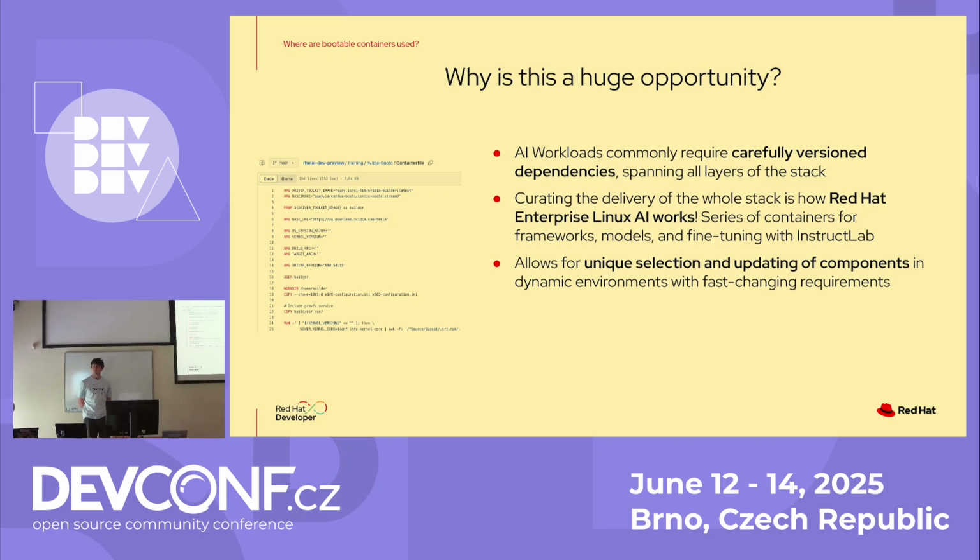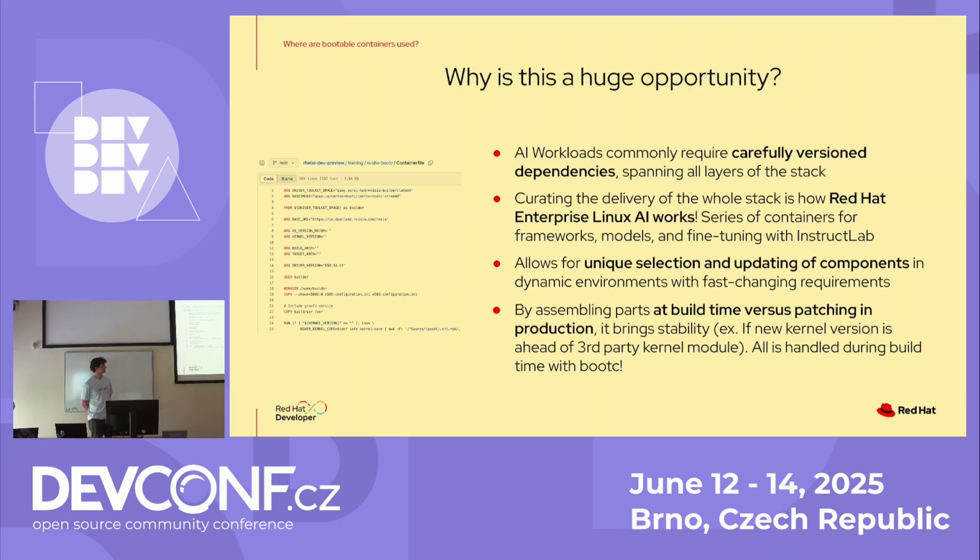So this allows us to version these dependencies in a way that makes things much less complex. For example, the training component PyTorch, the inferencing component vLLM, and then the AI model on top, with everything in one standardized way to put it all together. And lastly, assembling these parts at build time brings so much more stability than trying to patch them in production.